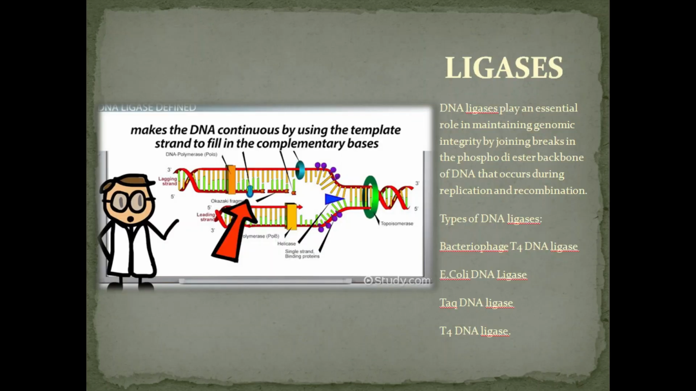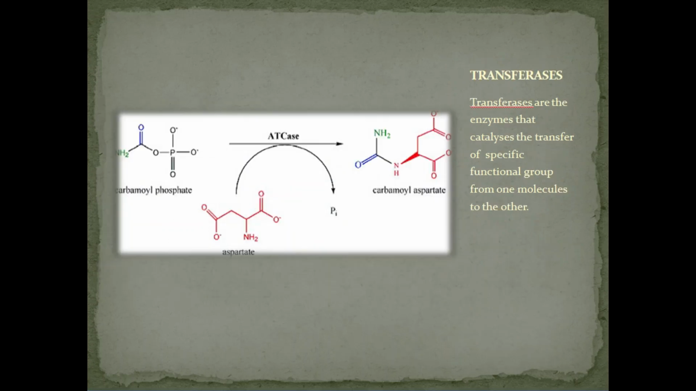Our next enzyme is ligases. DNA ligases play an essential role in maintaining genomic integrity by joining breaks in the phosphodiester backbone of DNA that occur during replication and recombination. You can now look at the picture attached to understand the activity of ligases. There are 4 types of DNA ligases: bacteriophage T4 DNA ligase, E. coli DNA ligase, Taq DNA ligase, and T4 DNA ligase.